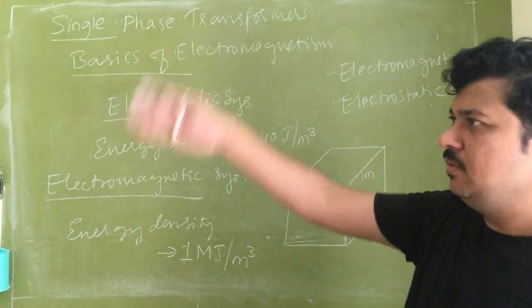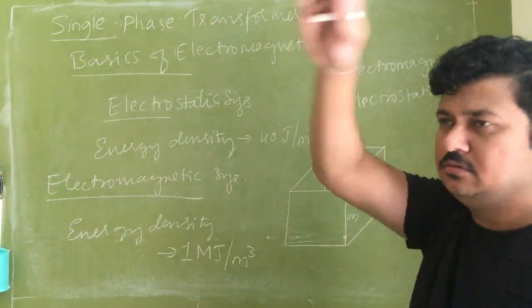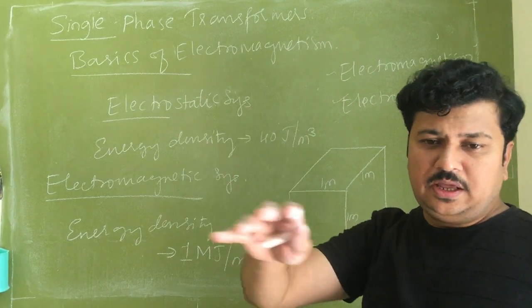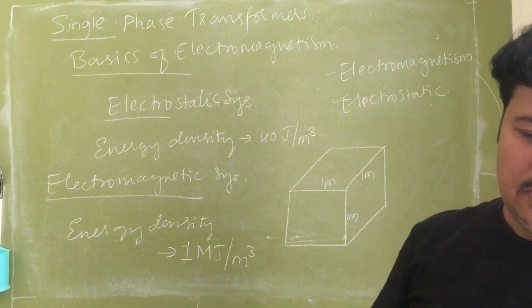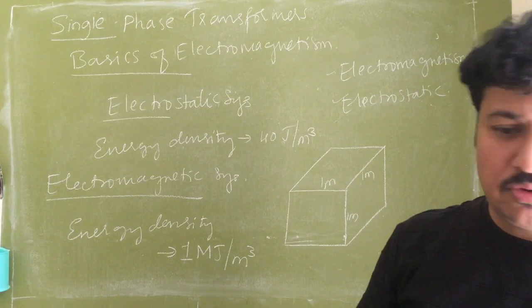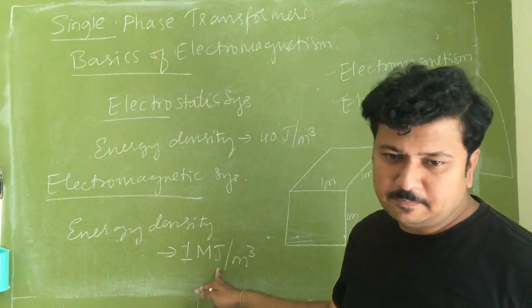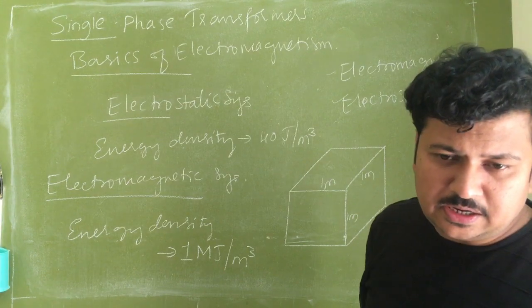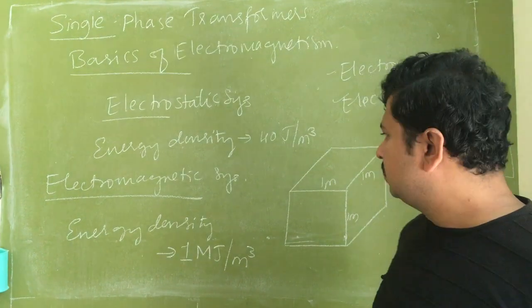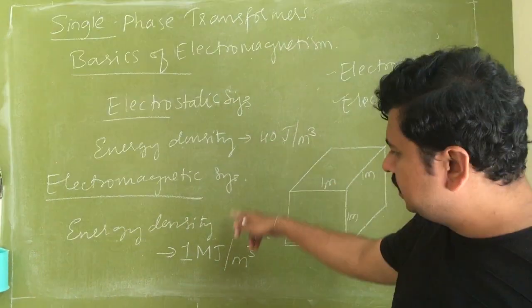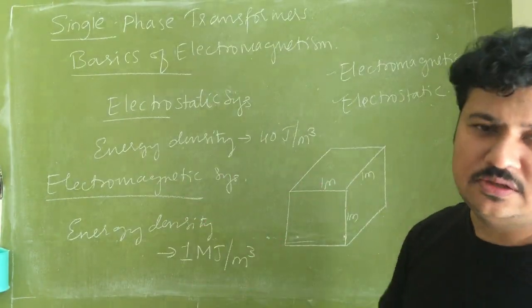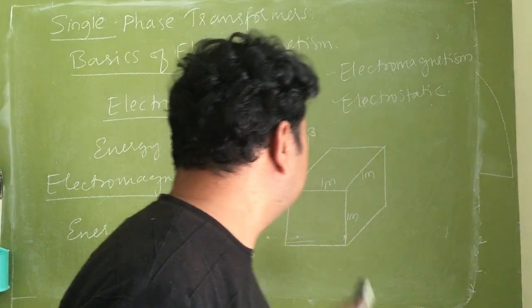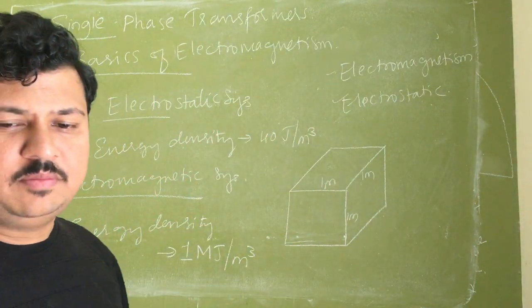suppose this is a room of 1 meter, 1 meter and 1 meter. If I create a magnetic field in this room of 1 meter cube volume, then the energy stored is 1 megajoules. Whereas if I create an electrostatic field, the energy stored is only 40 joules. See the ratio. If you take 1 mega by 40 joules, it is almost 1 mega only, because 40 is nowhere comparable with respect to 1 mega.